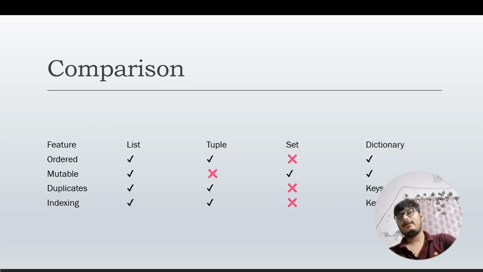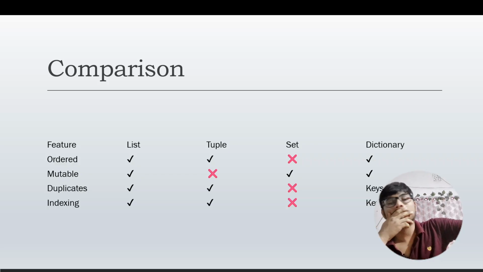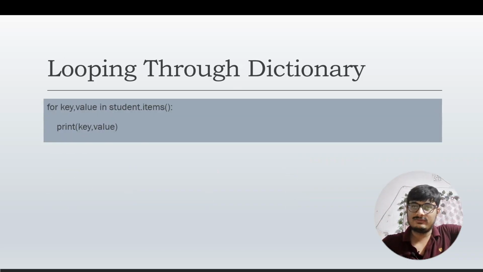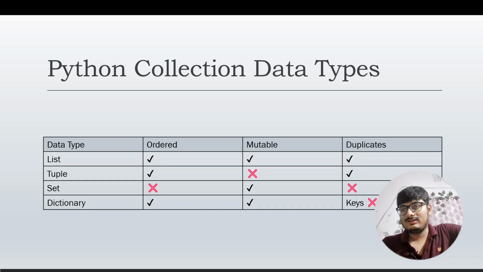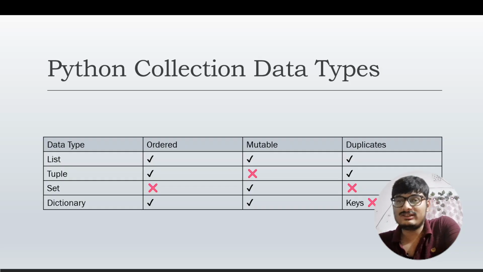Now here comes the comparison. This was the table that I was telling you about, the same table from the first slide. It contains data type, ordered, mutable, and duplicates. A list is ordered, is mutable and allows duplicate values as well. A tuple is also ordered but is not mutable. You cannot make changes to a tuple, but it can store duplicate values.